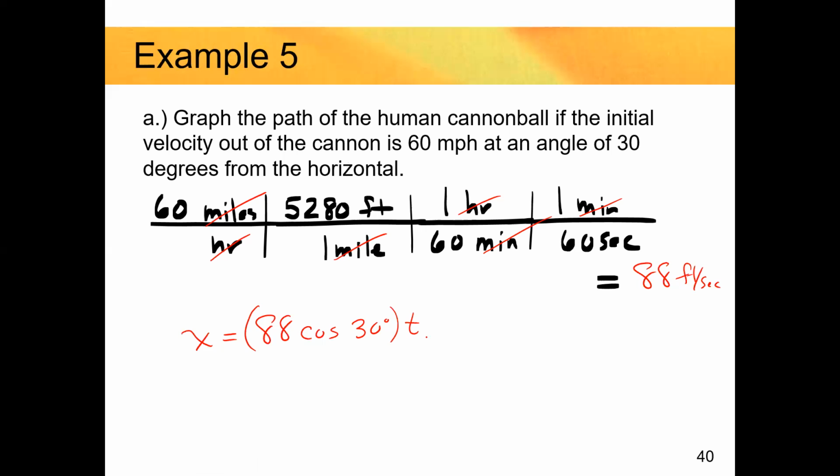But 88 miles per hour, no, it's not 88 miles per hour. It's feet per second, that's different. Back to the Future was miles per hour, so a little different. Okay, y is 88 sine 30 degrees t.